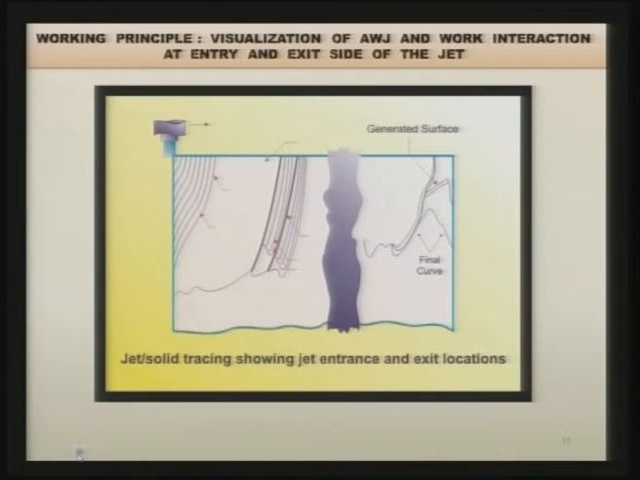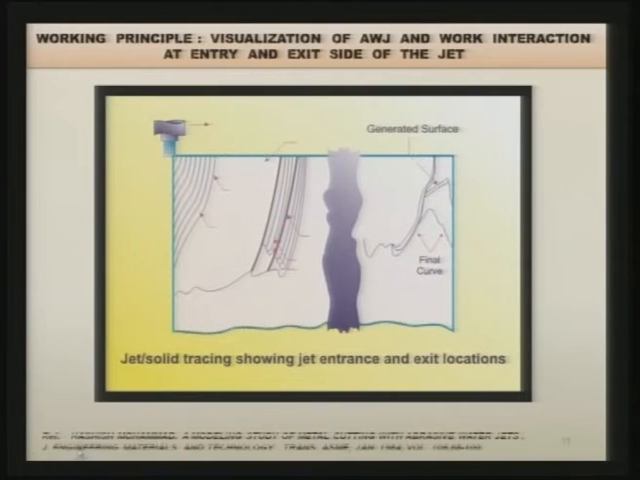So, this is really the kind of cut surface that you are going to get from the abrasive water jet cutting process. You can see these are the striations, and these are the kind of marks that will be seen on the cut wall of the workpiece which you have obtained by abrasive water jet cutting, and this is the kind of generated surface that you are going to obtain.